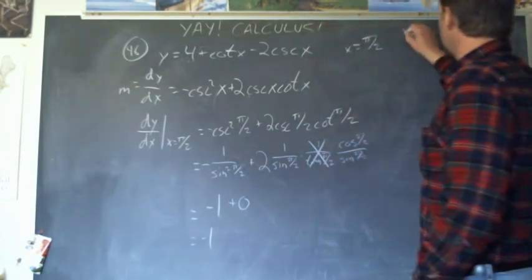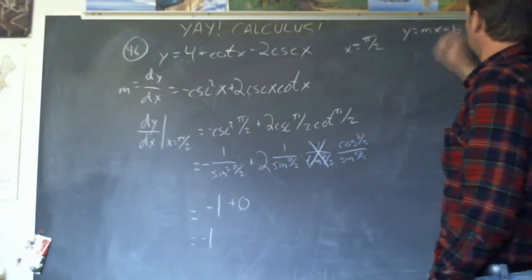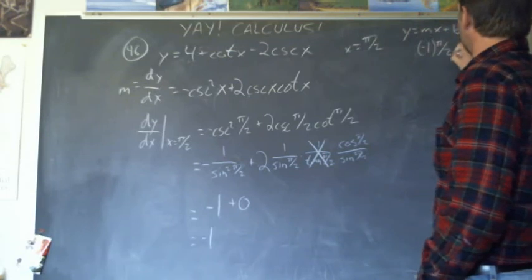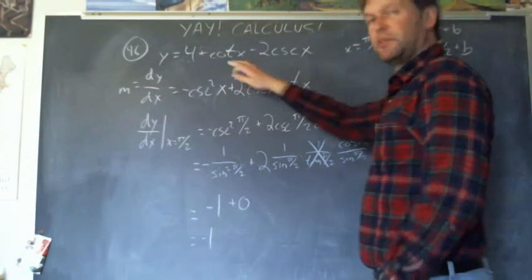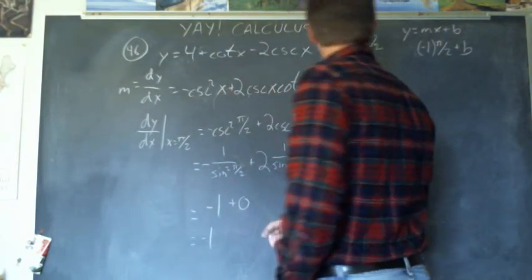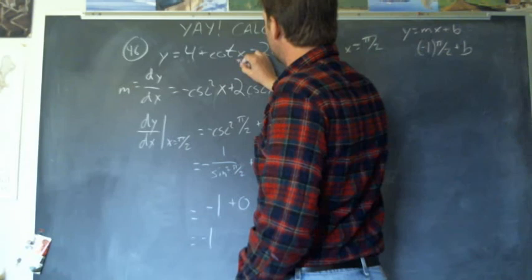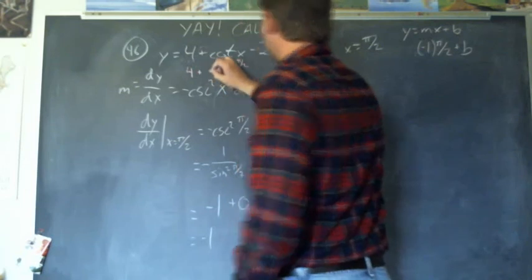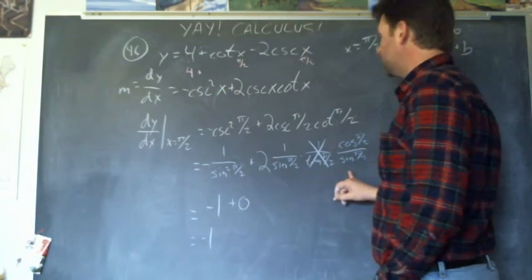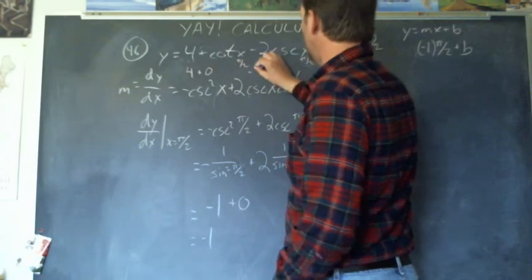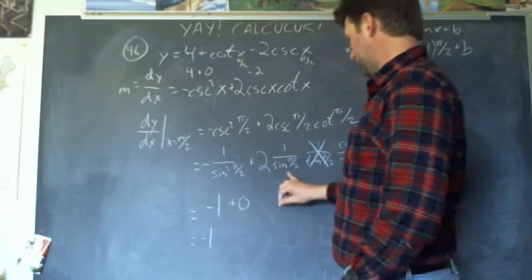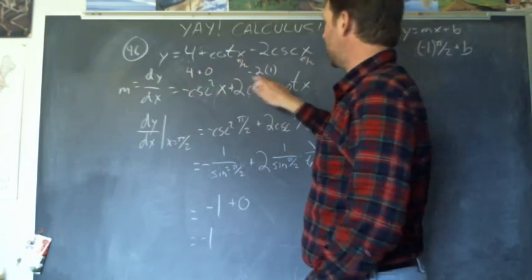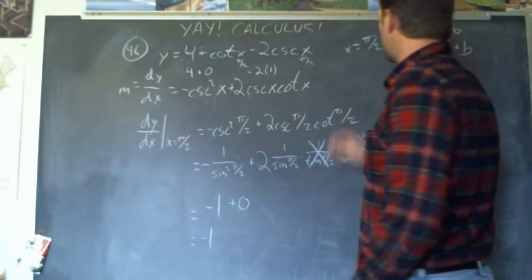That's our slope. Now we need y equals mx plus b. Our slope is negative 1. Our x is pi over 2. We'll solve for b in a second. I'll have to find our corresponding y value at x equals pi over 2. So that would be 4 plus cotangent of pi over 2, which we discovered was 0, minus 2 times cosecant of pi over 2, which we realized was 1. So that would be 4 minus 2 is 2. So our y value is 2.